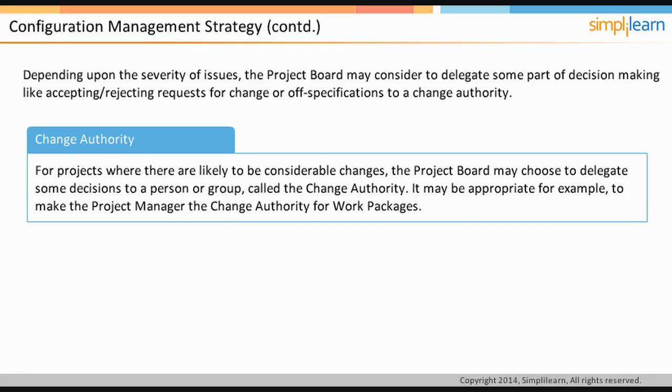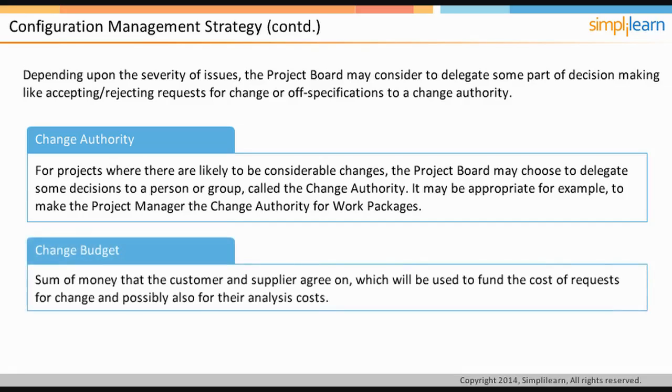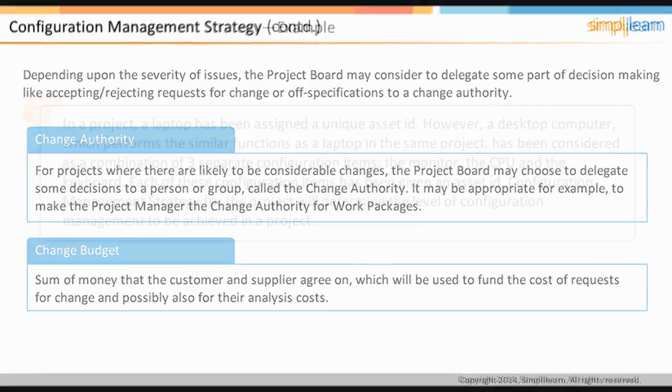Sometimes a change budget is also set aside in a project. Change budget is a sum of money that the customer and supplier agree on and will be used to fund the cost of requests for change and possibly also for their analysis costs. Analysis cost is the cost incurred in analyzing the change budget request. It might involve a third-party consultant or another employee within the organization, which will incur a cost. Analysis cost is part of the change budget. In the next screen, we will look at an example to illustrate the configuration management strategy.